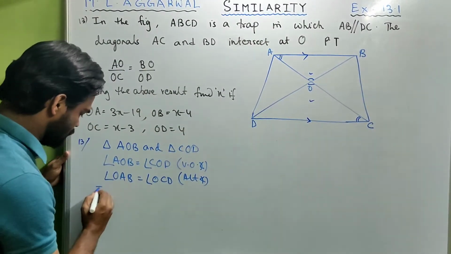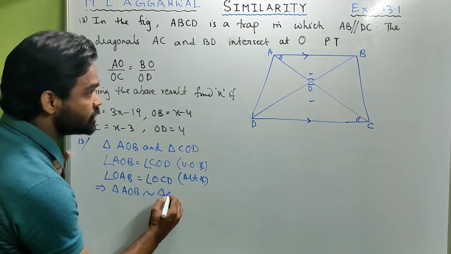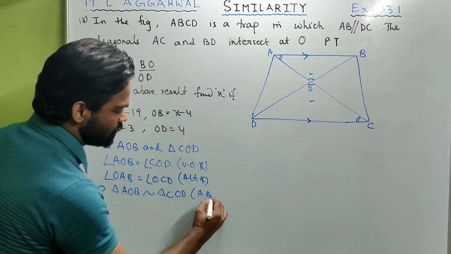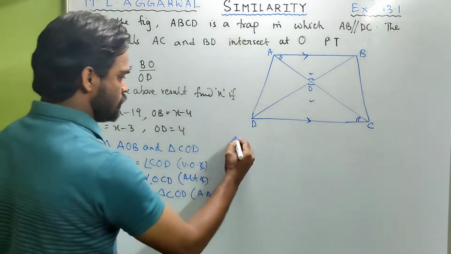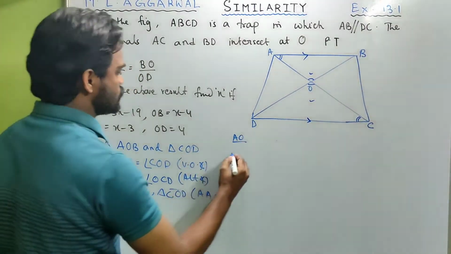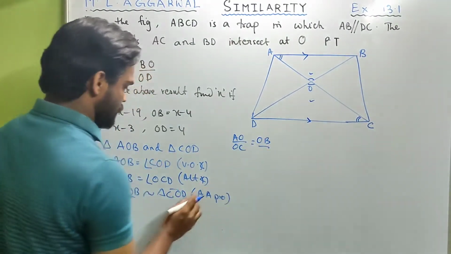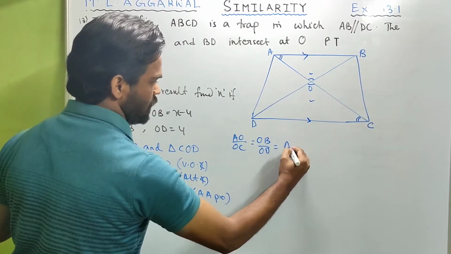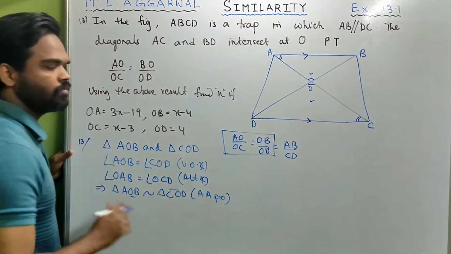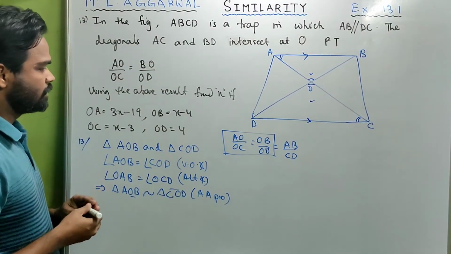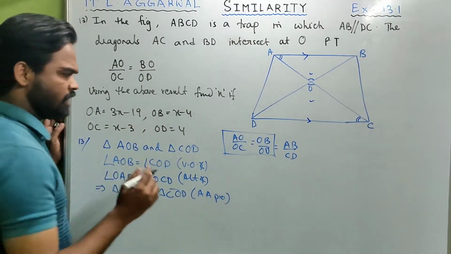Okay. Now if two angles are equal, we know triangle AOB is similar to triangle COD. That's the angle property, isn't it? Now if these two triangles are similar, then we can say AO by OC is equal to OB by OD is equal to AB by CD. This is what we were supposed to prove. Done the first part. Second part, they have given the values of AO, OB, OC, OD. Just substitute it and try to get it.